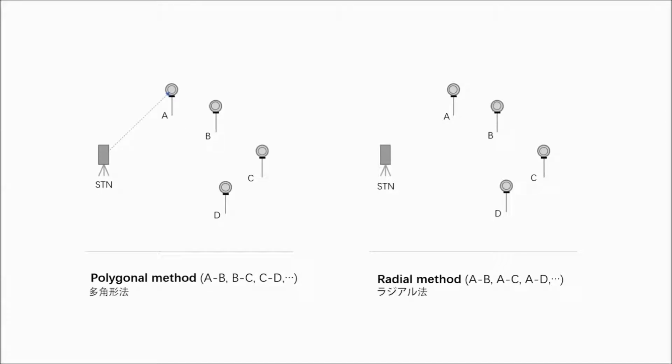One is the polygonal method, which calculates from point A to point B to point C. The other one is the radial method, which calculates from point A to point B, point A to point C.